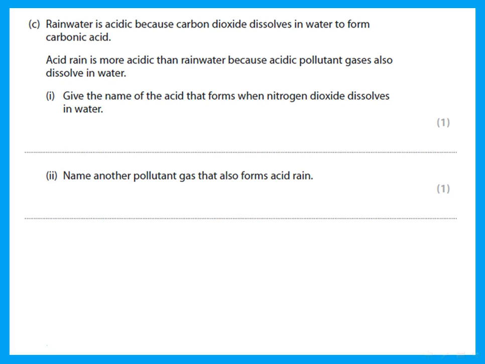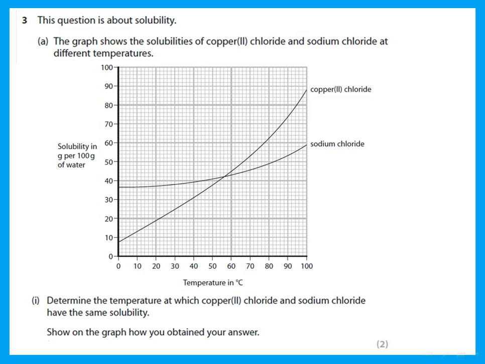Rainwater is acidic because carbon dioxide dissolves in water to form carbonic acid. Acid rain is more acidic than rainwater because acidic pollutant gases also dissolve in water. Give the name of the acid that forms when nitrogen dioxide dissolves in water. Remember that nitrogen dioxide gas is one of the gases that cause acid rain. When we dissolve nitrogen dioxide in water, it gives nitric acid. Name another gas that forms acid rain. Remember that the gases that form acid rain are oxides of nitrogen, like nitrogen dioxide, and sulfur dioxide. So that is the other gas that forms acid rain.